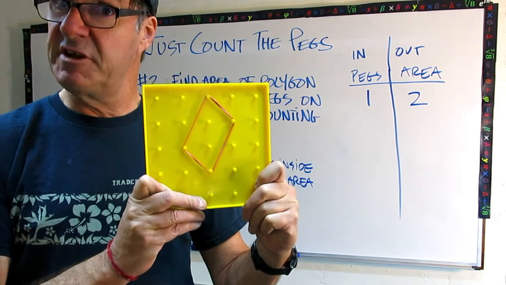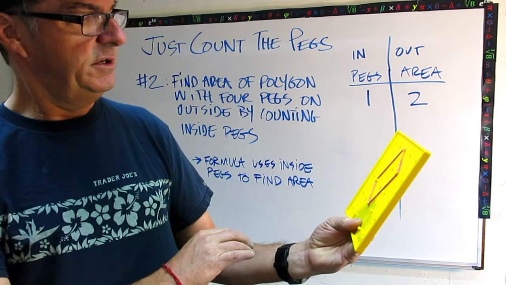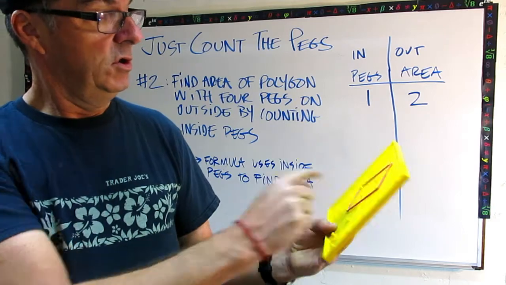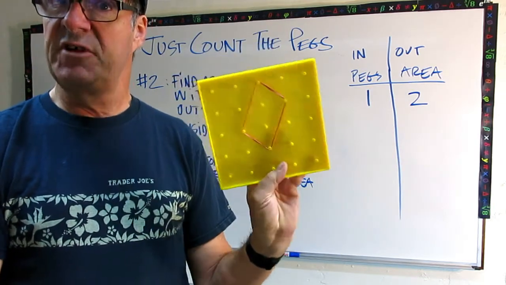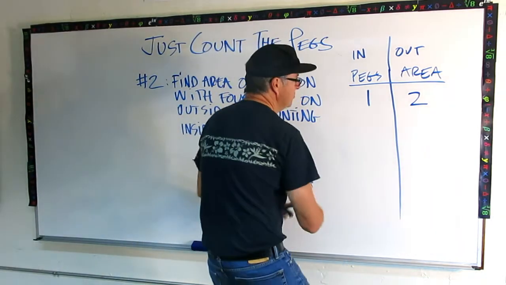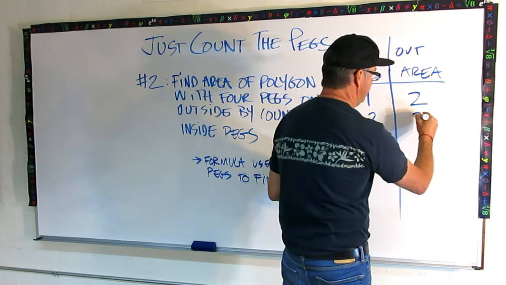Okay, if you got 3, you were right. That's a polygon of area 3, and let's take a look. 4 on the outside, that's good. 2 on the inside. So now my input, my number of pegs on the inside, is 2, and my area is 3.